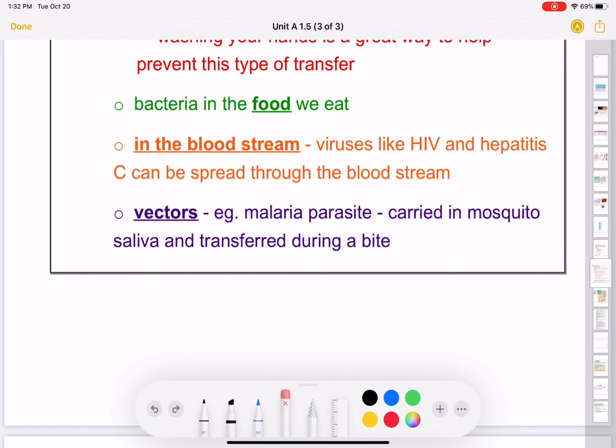I hope not. And then there are vectors that can spread diseases. Malaria is spread by mosquito saliva, which is transferred during a bite. A mosquito bites someone who has malaria, then goes and bites someone else who doesn't have malaria, and that malaria can be transferred to the new person.